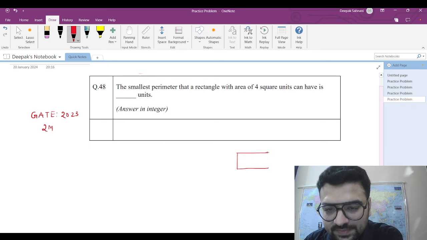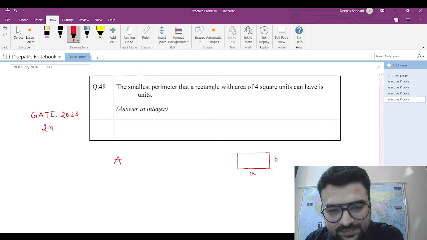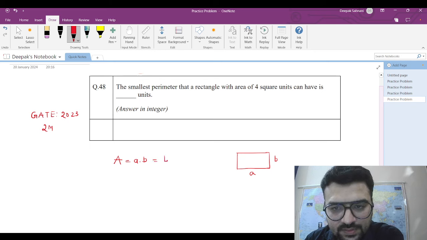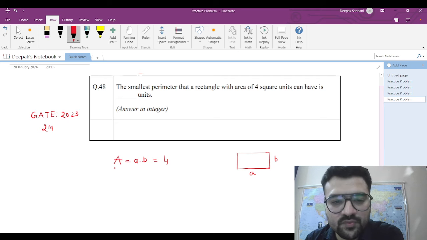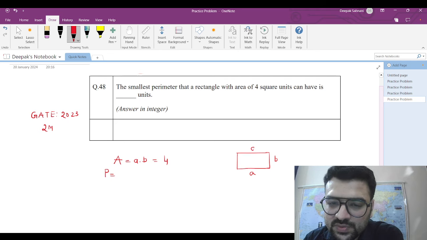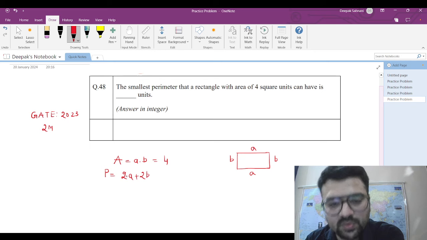So rectangle means, let's say one side is A, one side is B. So area will be A into B. Okay. And area is given as 4 square units, right? Now they are asking the smallest perimeter. So first let's write the perimeter P. Perimeter is sum of all sides. This is also A, this B. So sum of all sides is 2A plus 2B. So we need to find the smallest perimeter.